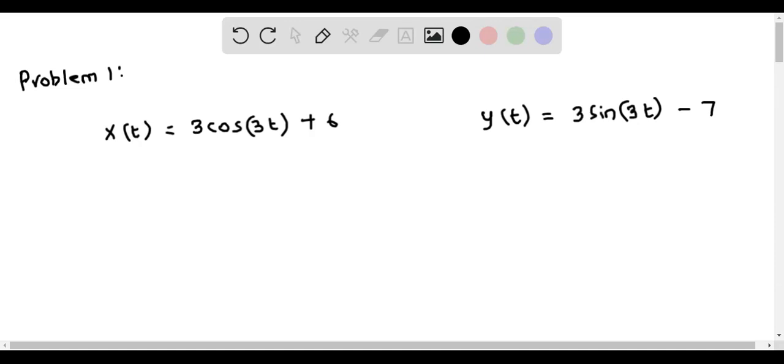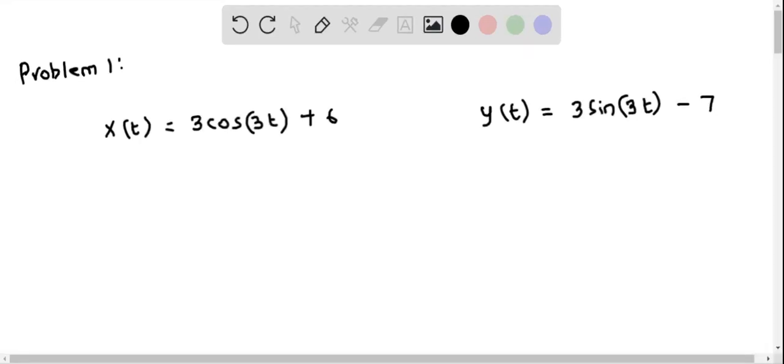Let's do problem 1. So here we turn these parametric equations into an equation involving x and y. So let's first consider this equation, x of t equals 3 cosine 3t plus 6. First, I'm subtracting 6 from both sides. So I get x of t minus 6, and this equals 3 cosine 3t.